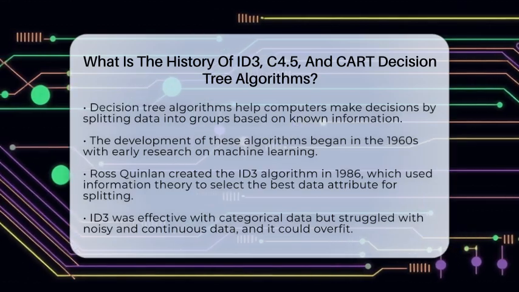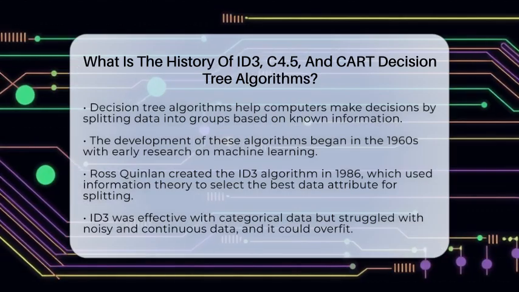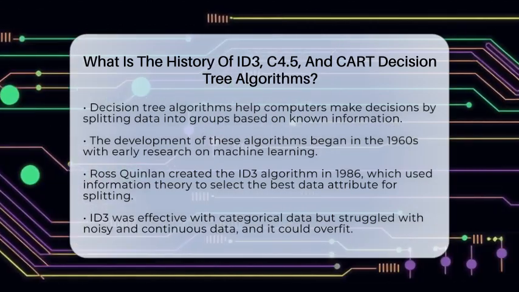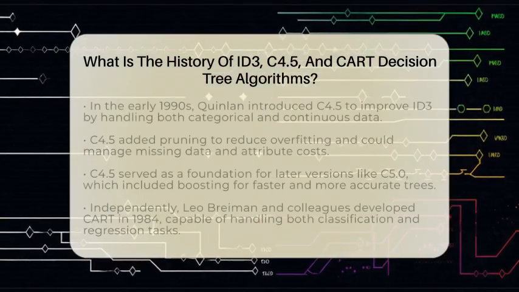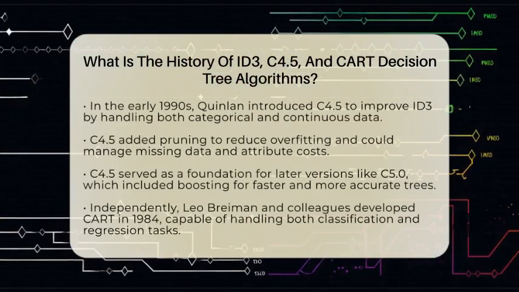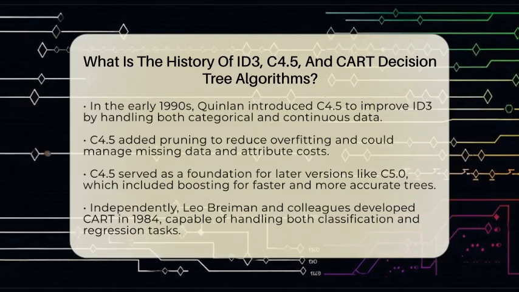It works by choosing the attribute that gives the most information gain, which means it best separates the data into different groups. ID3 was great at handling categorical data, which means data that falls into specific categories like yes or no. It used a top-down approach, splitting data at each step to make the tree smaller and easier to understand.